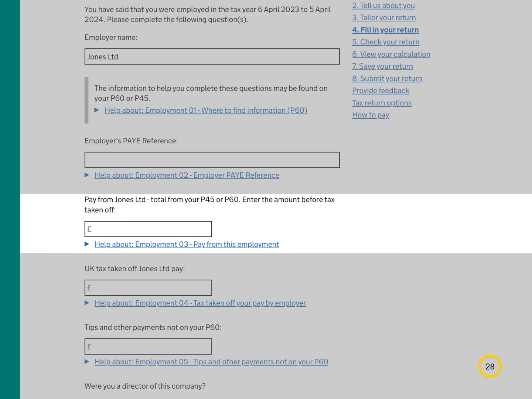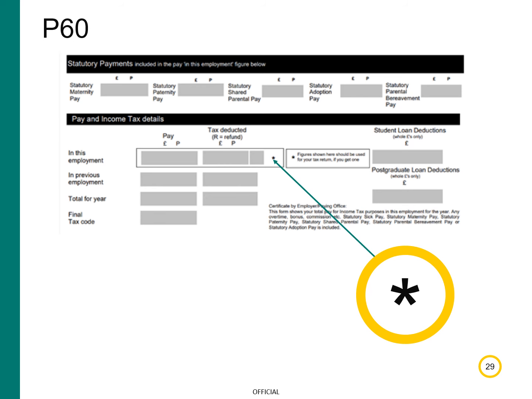The next question is asking for the pay from your employer. You need to enter the amount before tax is taken off from the P60 or P45. The P60 tells you to use the figures marked with a star. So, in our example, these are the correct ones. Before entering the figure on your tax return though, it's worth reading the Help About guidance, as you may need to adjust the gross pay in some circumstances. For example, if you are due to make student loan or postgraduate loan repayments and your employer has dealt with any taxable benefits in kind through payroll.